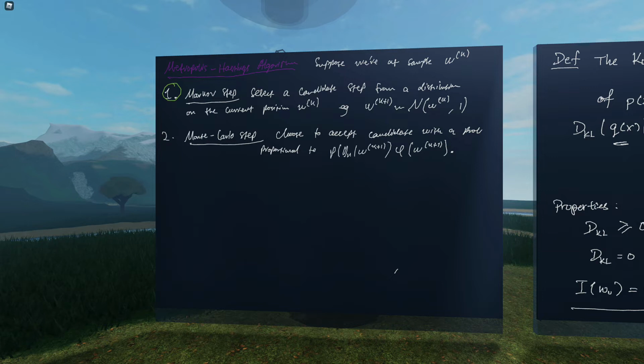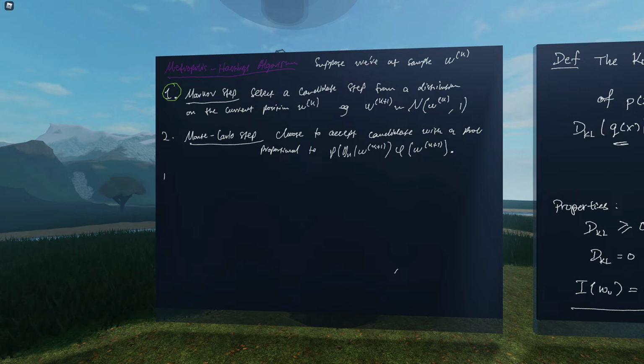Is it more likely or less likely according to the posterior numerator? And if it's more likely, then we are more likely to accept it, but there is some probability of doing so, because otherwise it would just be maximizing the posterior the whole time, which is clearly not going to give us very good samples. It's just going to approach the maximum likelihood estimator.